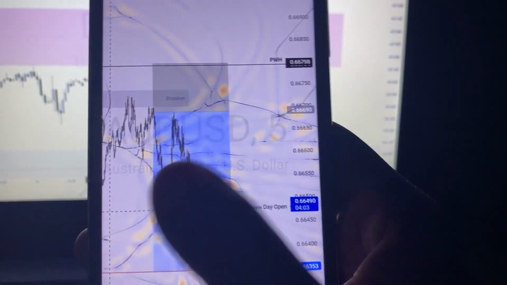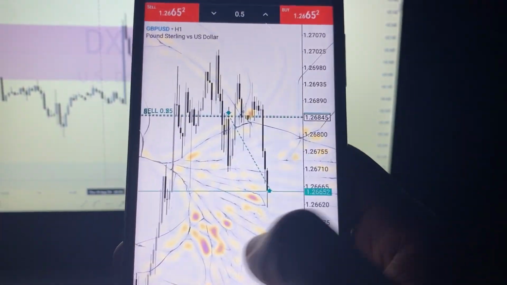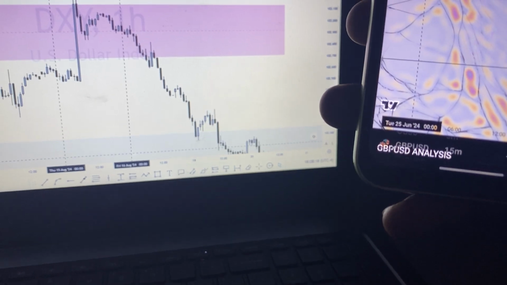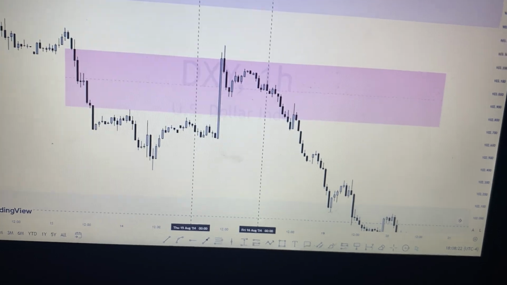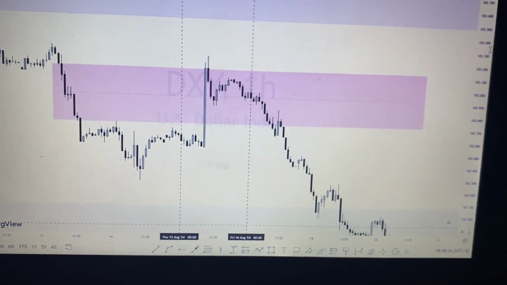I want you to see the GBPUSD analysis because it's exactly what I'm telling you here. Let me just find a better one. I don't have a better one. But you saw how I used it even with you guys.